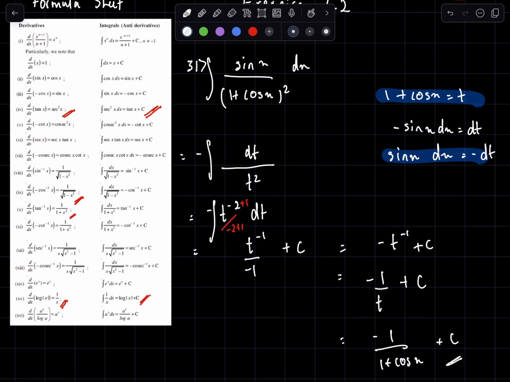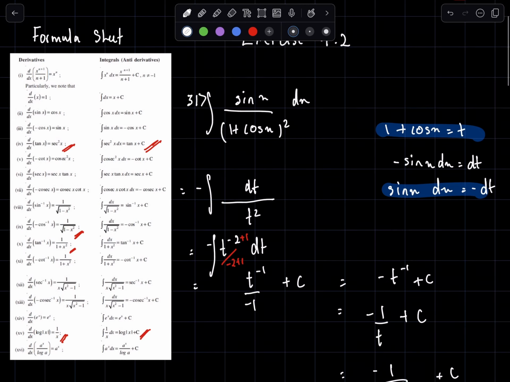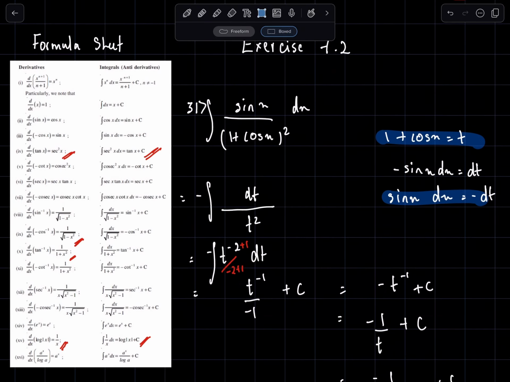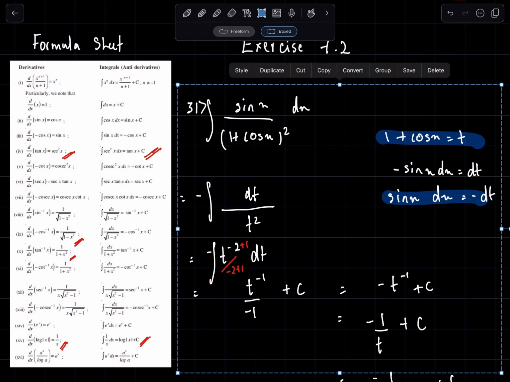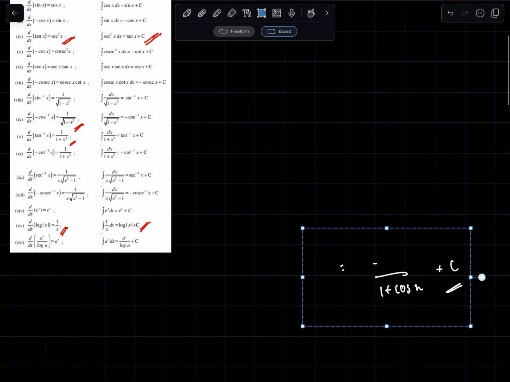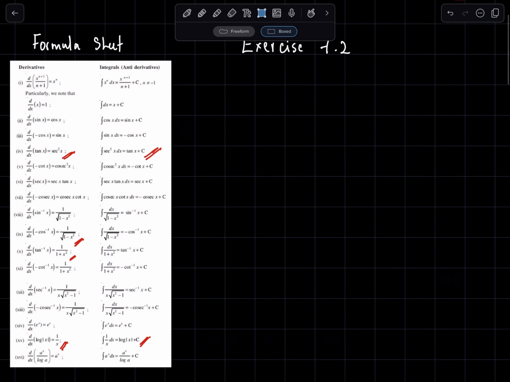Let's confirm. So this is question number 31. Yes, perfect. Okay. Now, 31, 32. Okay, 32 and 33 are some of the most important things I want you to remember. So in 32 you have 1 over 1 plus cot x.